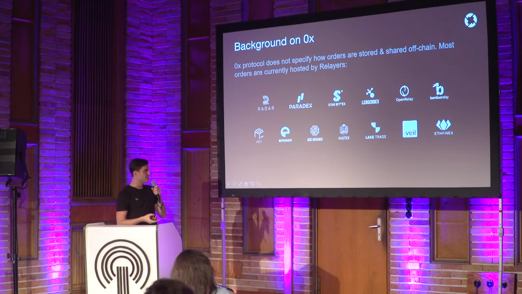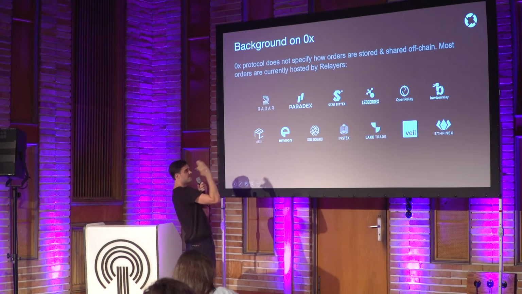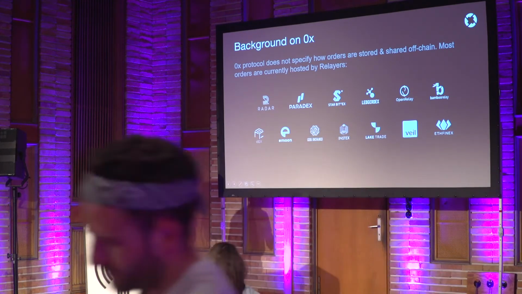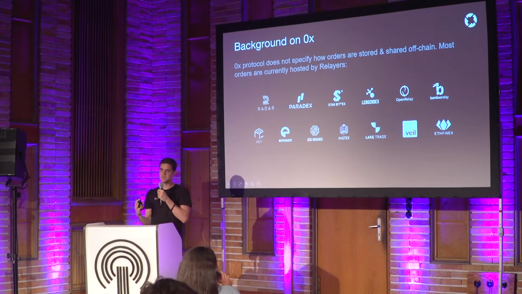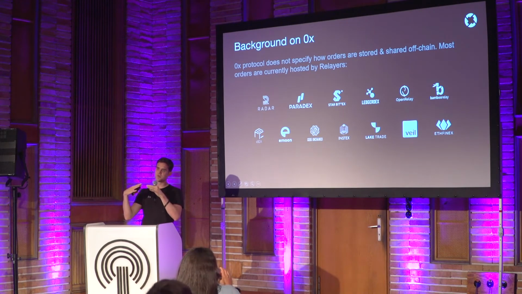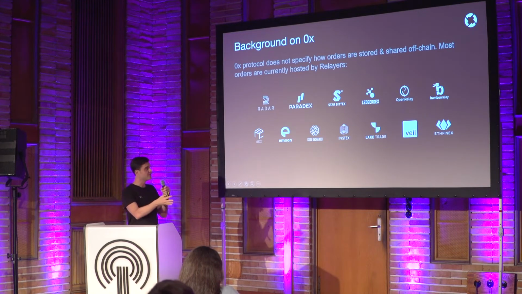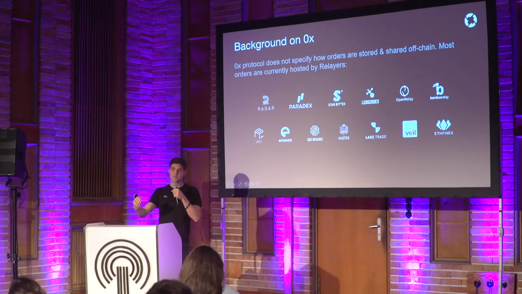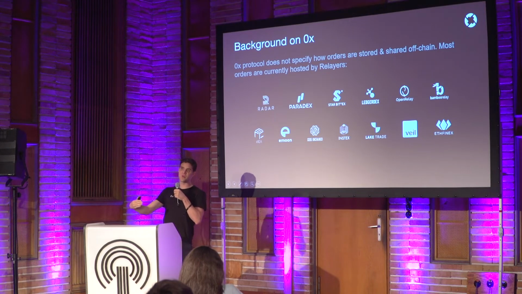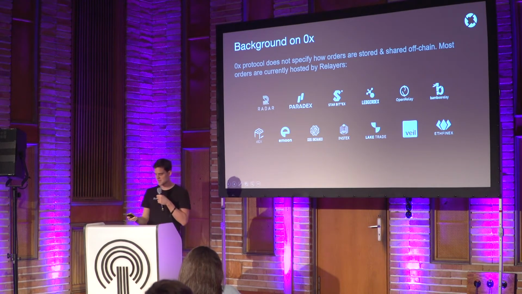So theoretically, you could take an order from LedgerDEX and you could fill it on Open Relay. And so this is really cool because it means we can create a shared pool of liquidity that is actually being used by all of the relayers. And now they can all have more orders on their books, better prices, and thicker order books.